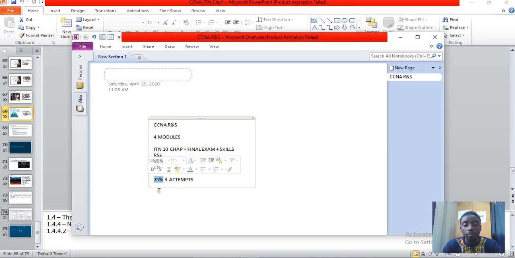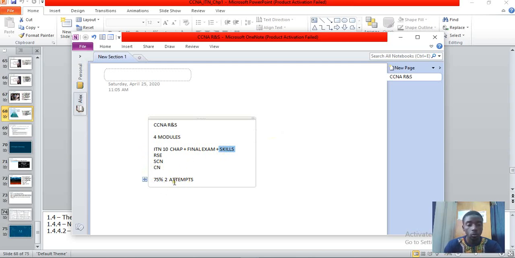For the final exams, instead of 3 attempts, you are given 2 chances for each final exam. If you are unable to meet the 75% requirement the first time, you are expected to take one more. The skills exam also has 2 attempts for each semester.